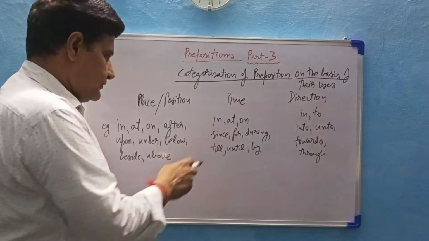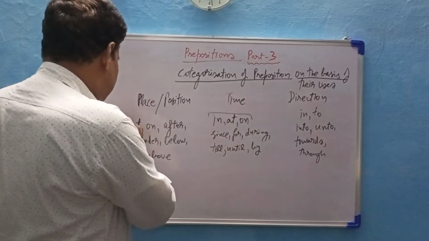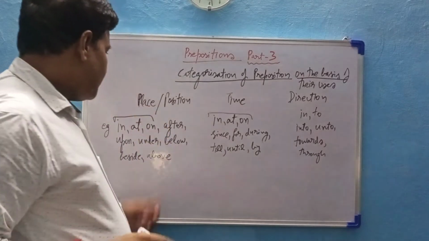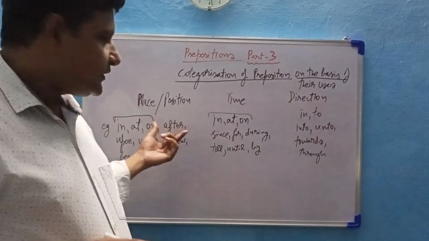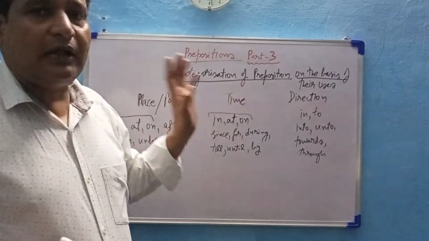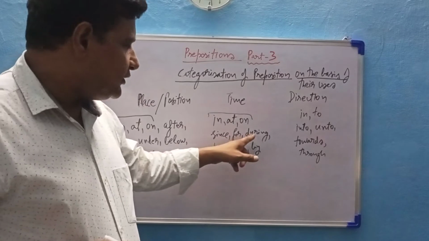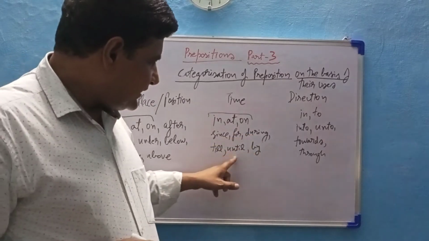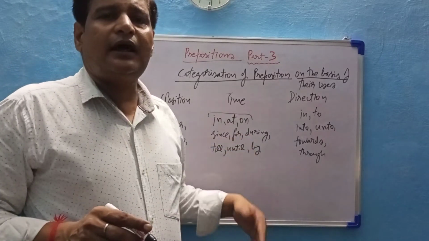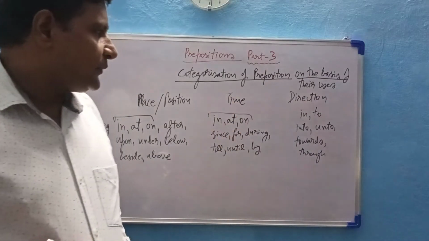In, at, on. These three are common. These three prepositions are used for place as well as for time. Apart from these, since, for, during, till, until and by are other prepositions which are used for time.